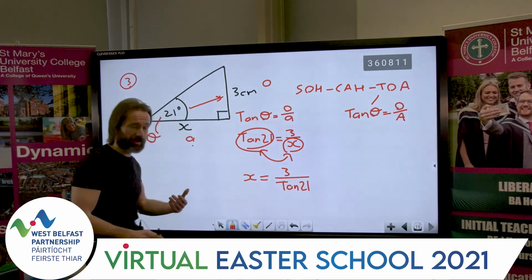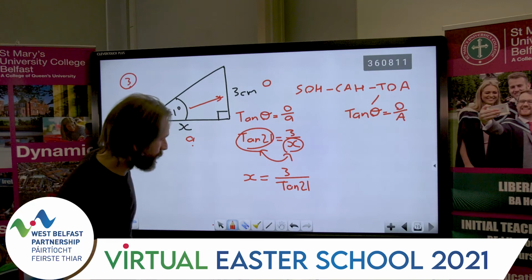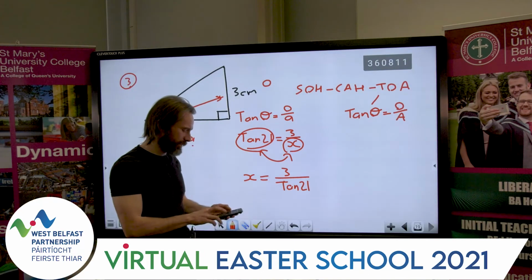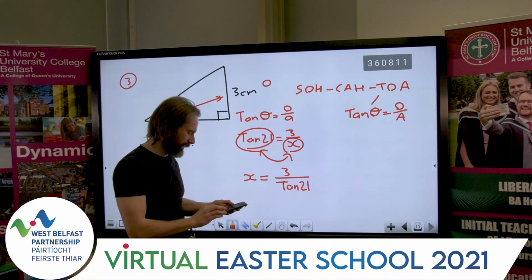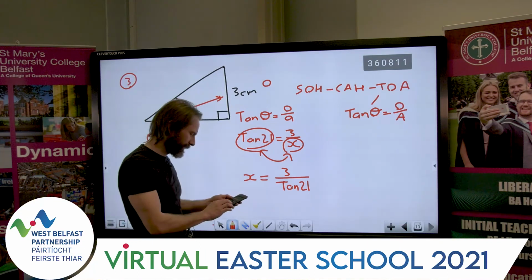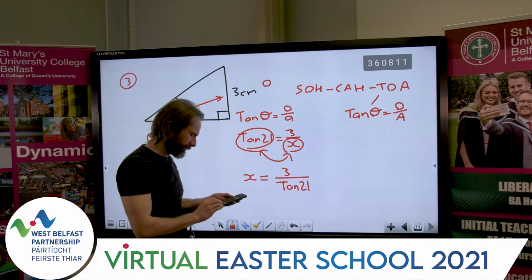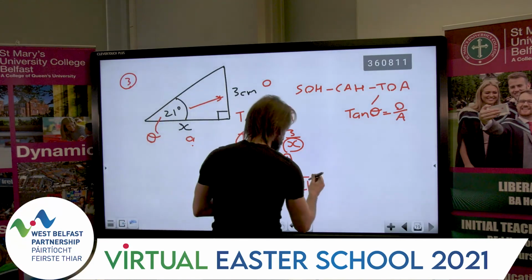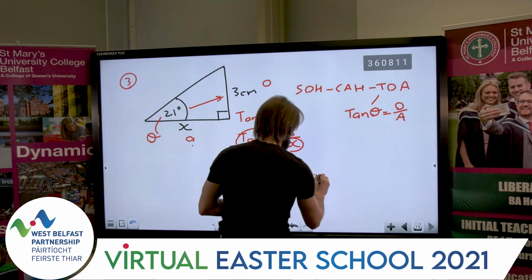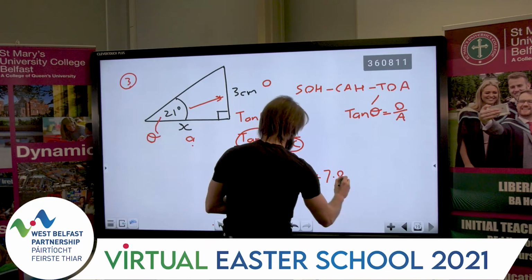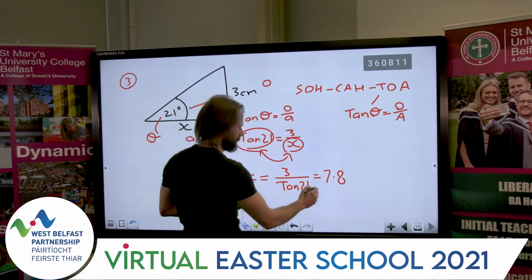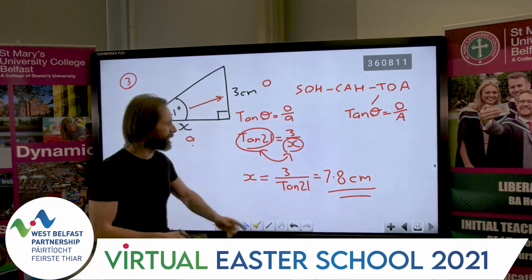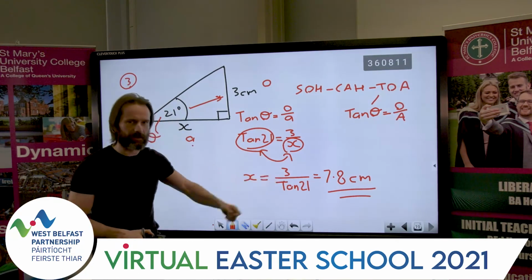And you can type that into your calculator as 3 divided by tan 21 or 3 over tan 21 as a fraction. And again, that's the handy thing about the Casio calculators. You can use the fraction button and type it in exactly as I've written it here. So 3 over tan 21 gives me 7.8 to 1 decimal place. And again, our units being centimeters. So just to keep an eye out, if the X is on the bottom, it's a division like this.